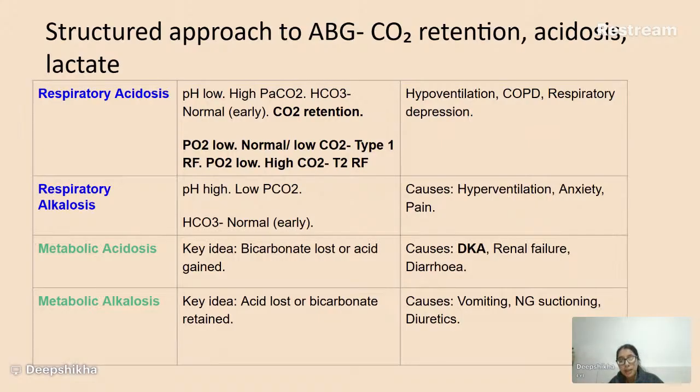Metabolic acidosis, so essentially you're losing a lot of bicarb: things like DKA, renal failure. Your kidneys can make the bicarb or play a role in converting it into bicarb. Diarrhea as well can cause you to become acidotic. Alkalosis, most commonly vomiting, NG suctioning, and diuretics as well.